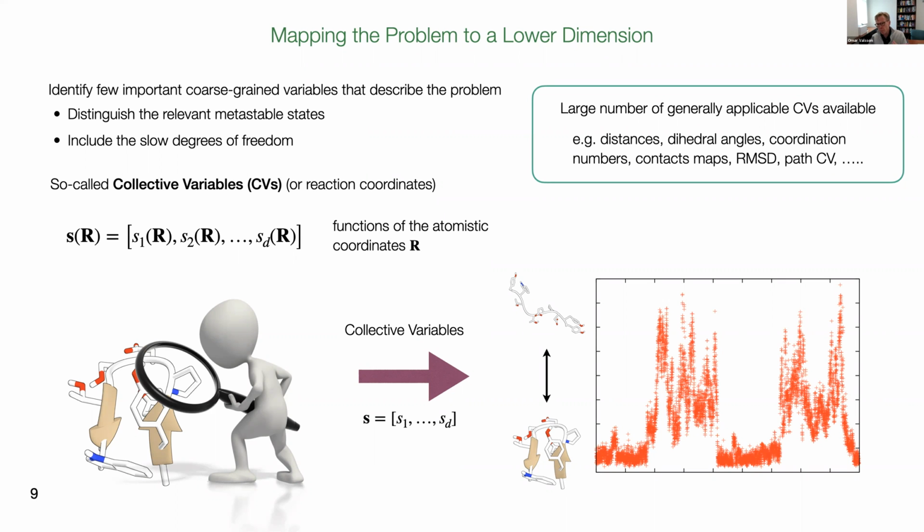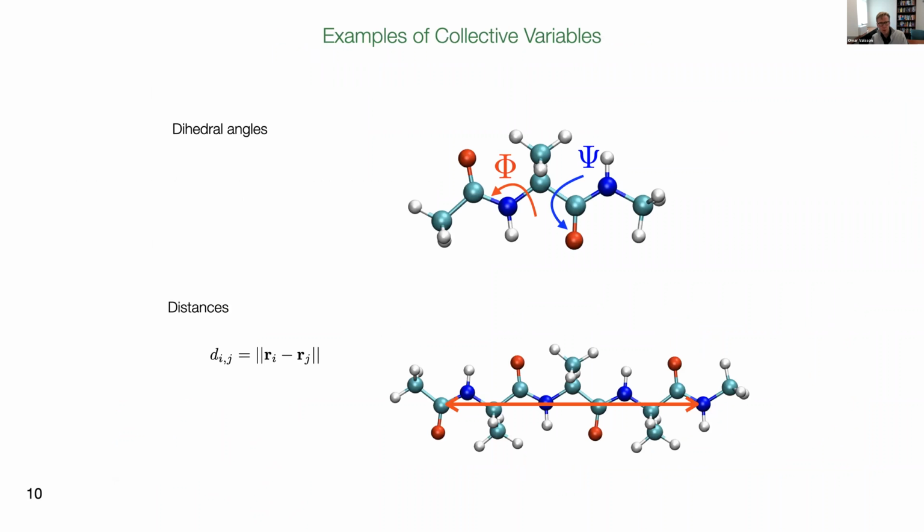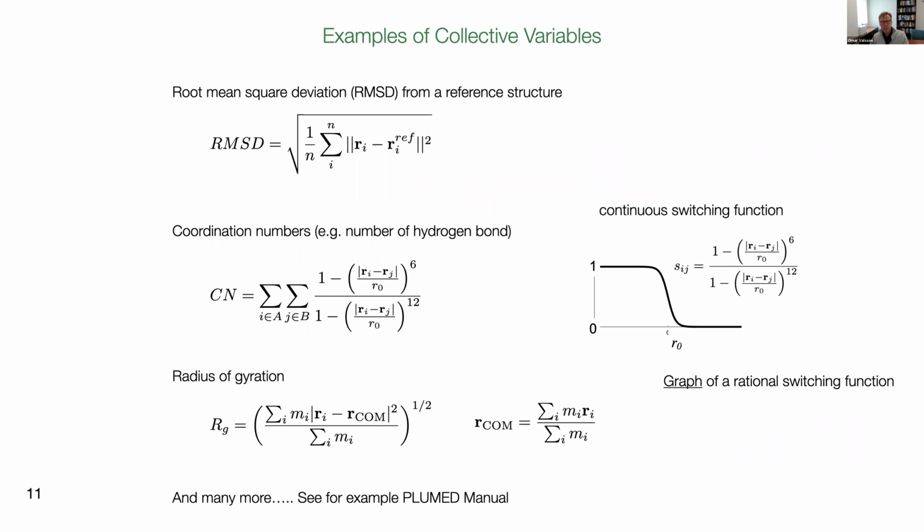And there are a large number of generally applicable collective variables available. Just to give you a few examples, the simplest case would be dihedral angles, like shown here. Then we could have distances, like just distances between two atoms in a molecule, or a protein. Or we can have something more complex, like a root mean square deviation from a reference structure, or a coordination number that measures the number of hydrogen bonds or the number of atoms that are coordinated in some system.